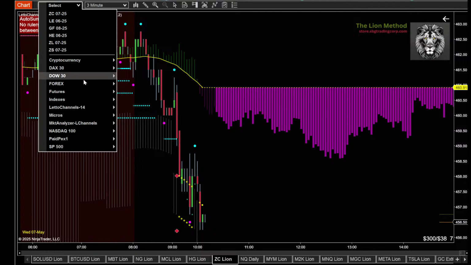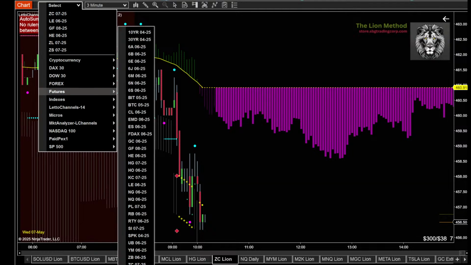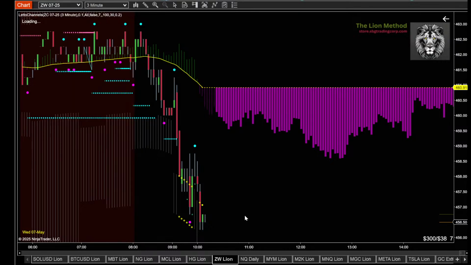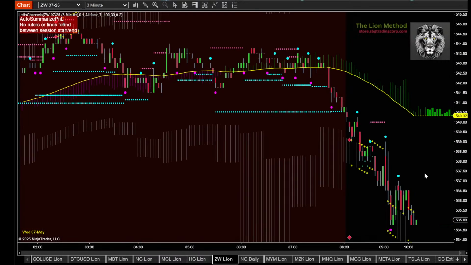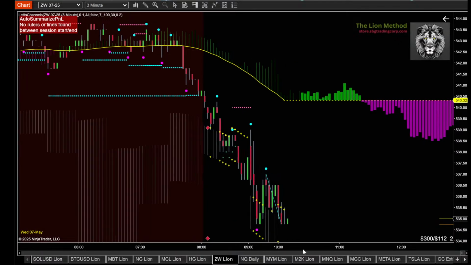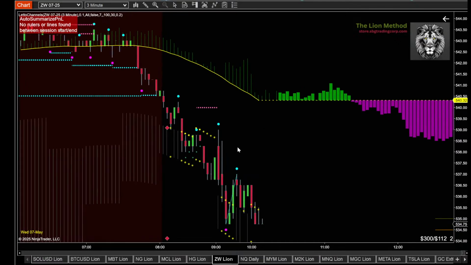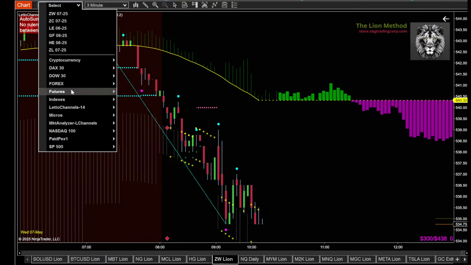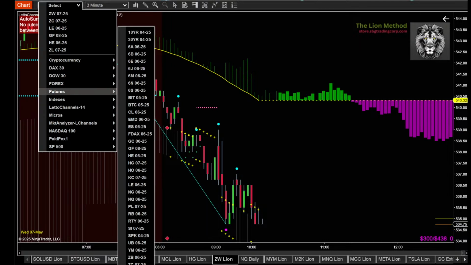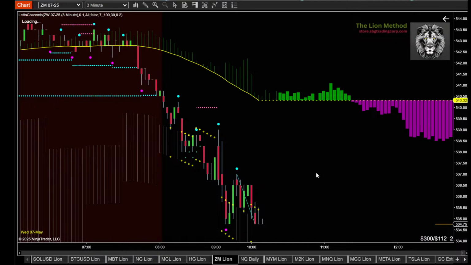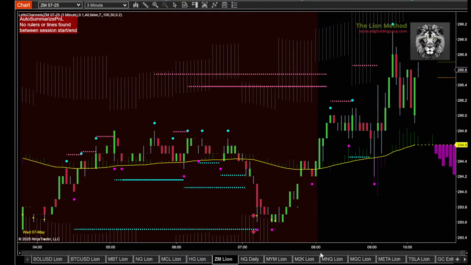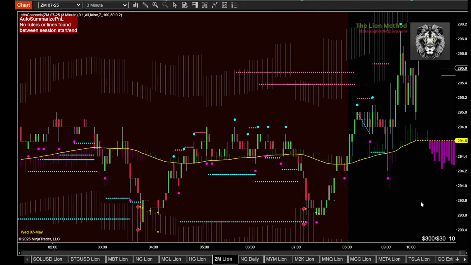See how wheat looks. Z-dubs, 3-minute Z-dubs. We just got filled just there on a buy signal. That's wheat. Let's go to meal. Soybean meal is not my favorite market. It's very choppy.